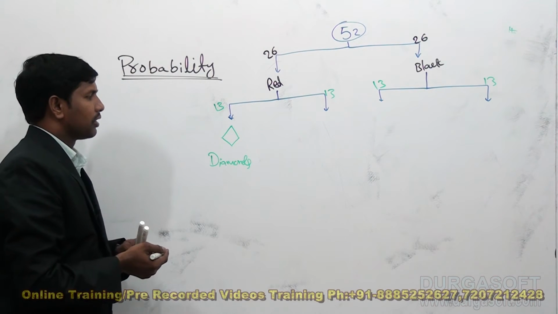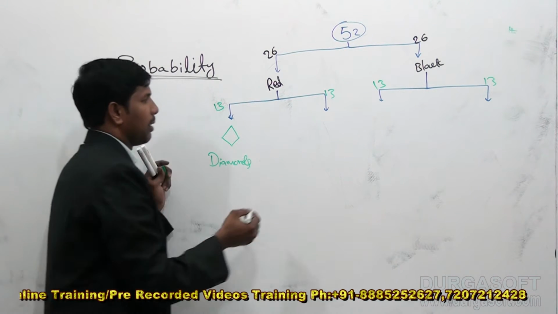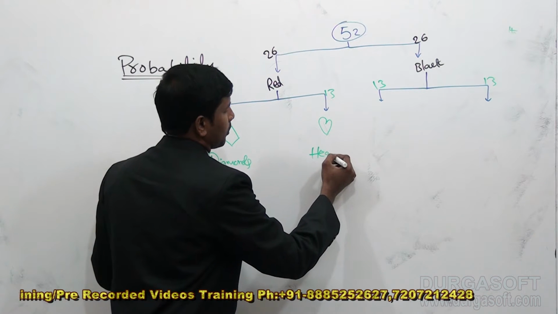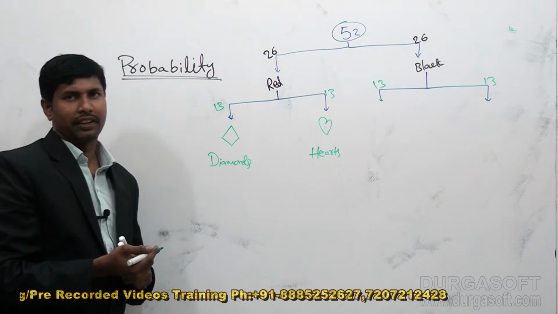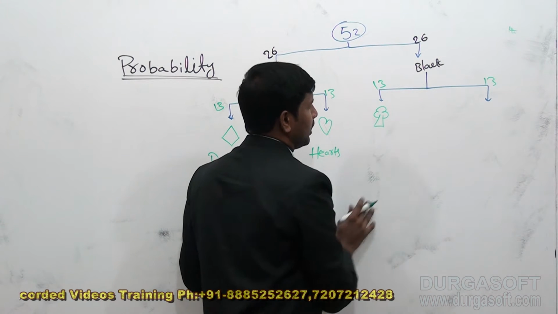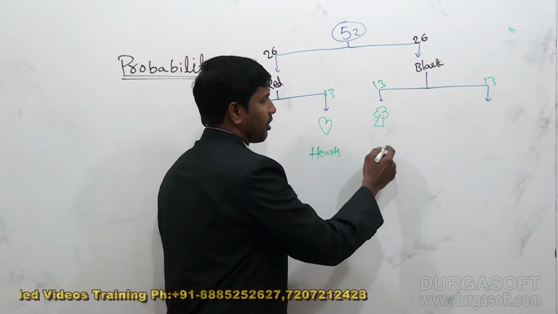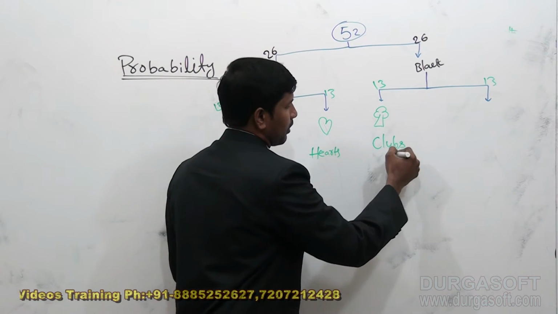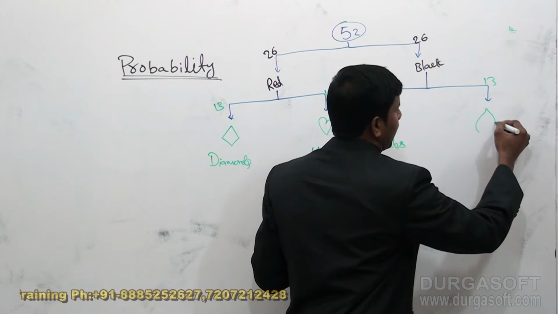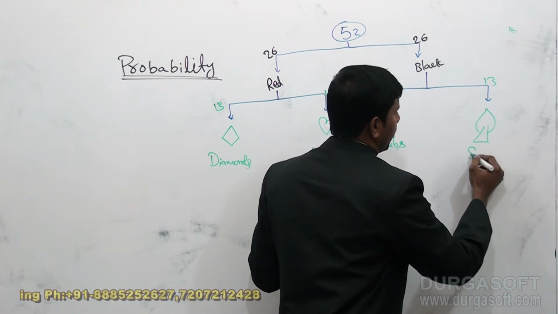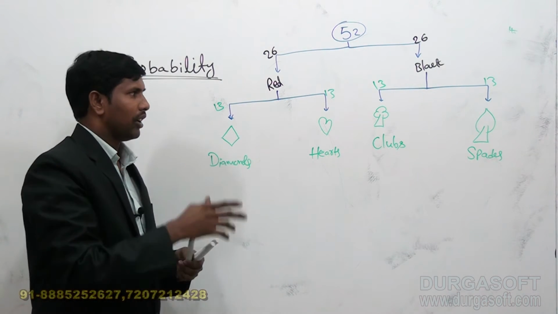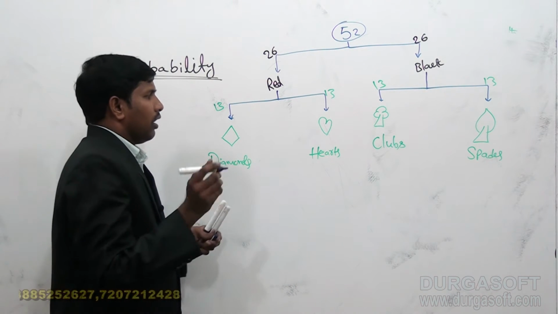So these 13 cards with this diamond symbol are called diamonds, and you can find another 13 with the heart symbol, which are called hearts. Now in black color we can find some cards with this symbol, which is called clubs, and the other 13 in black have a leaf symbol, which are called spades. So this structure is very important in order to understand the given questions and to solve them.